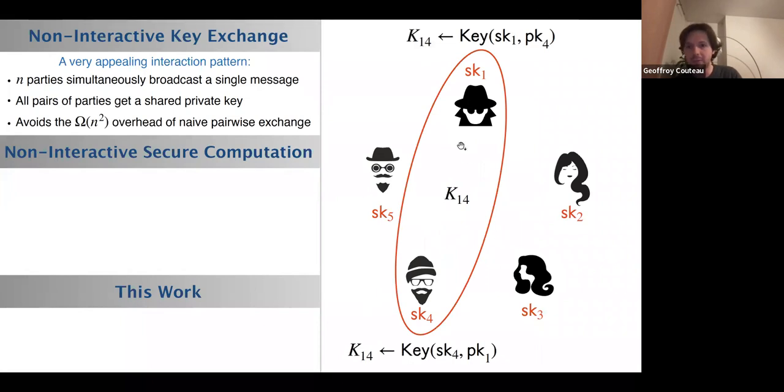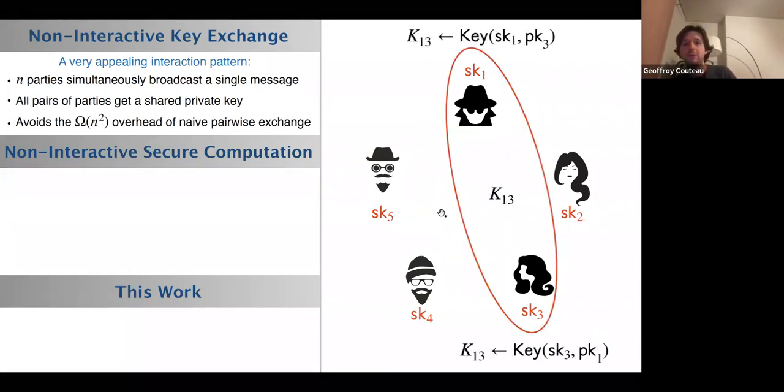So you can do it here between P1 and P4, but you can also do it between any other pairs of parties. And this is a very appealing interaction pattern. You use really only one round of broadcast, which is nice. And you also avoid the n² cost that you would have if you were using naive pairwise exchange. So you're shaving a quadratic amount of communication compared to interactive solutions.